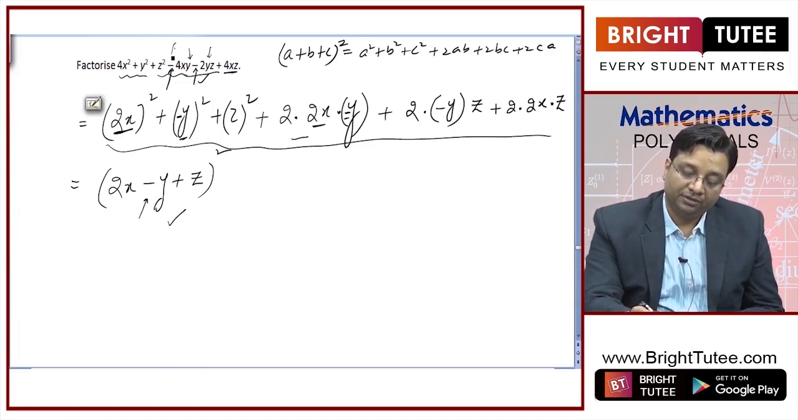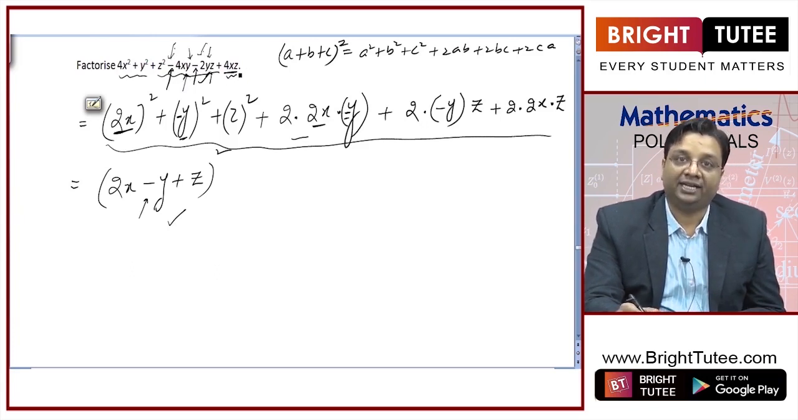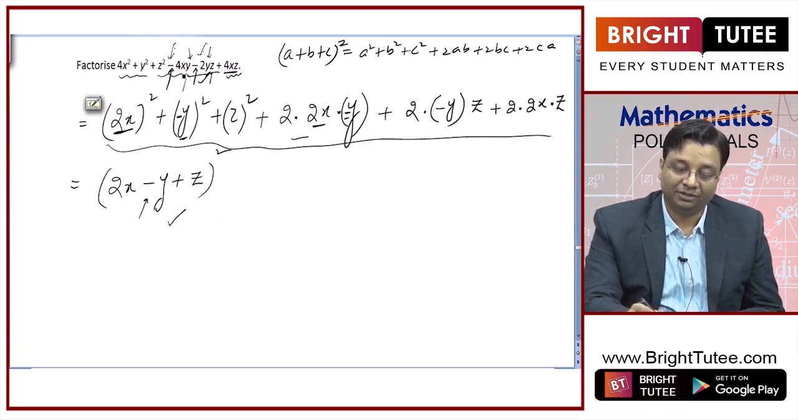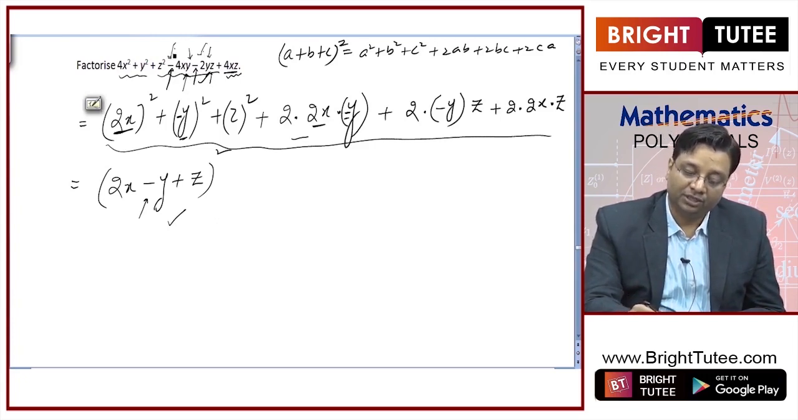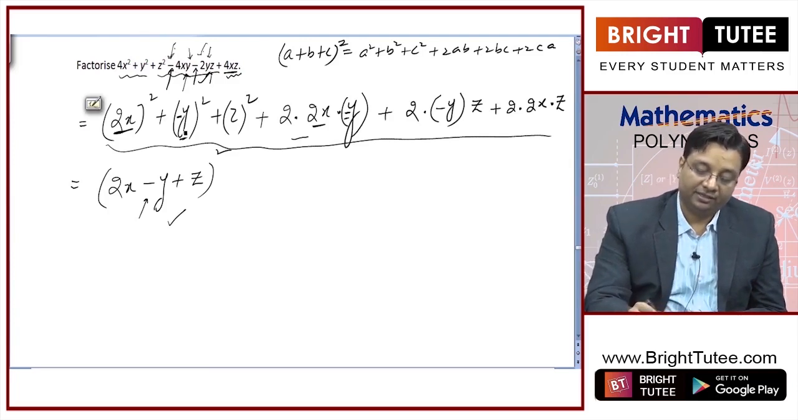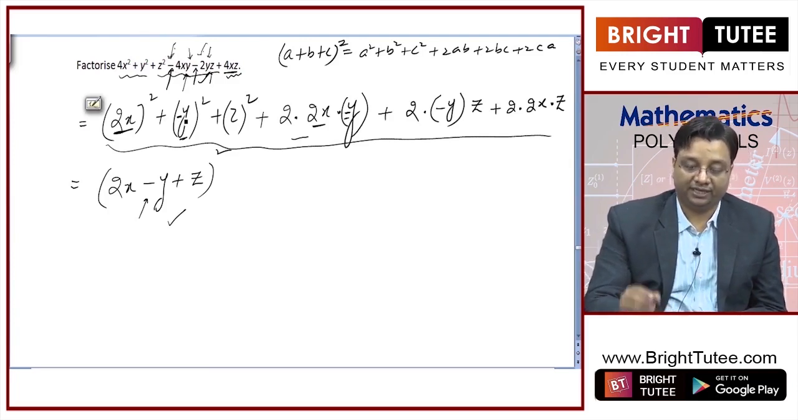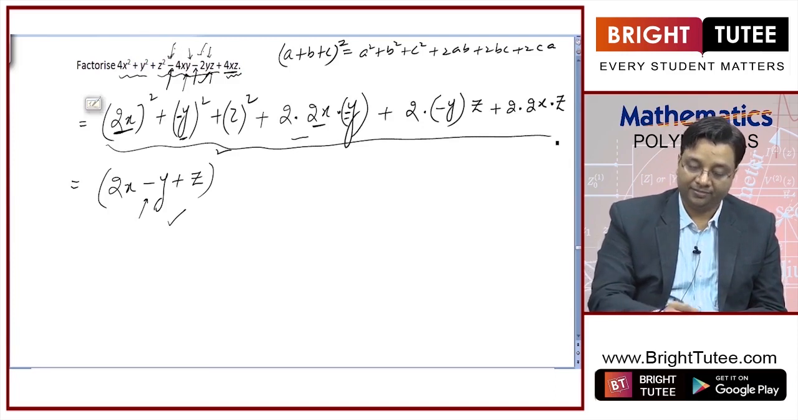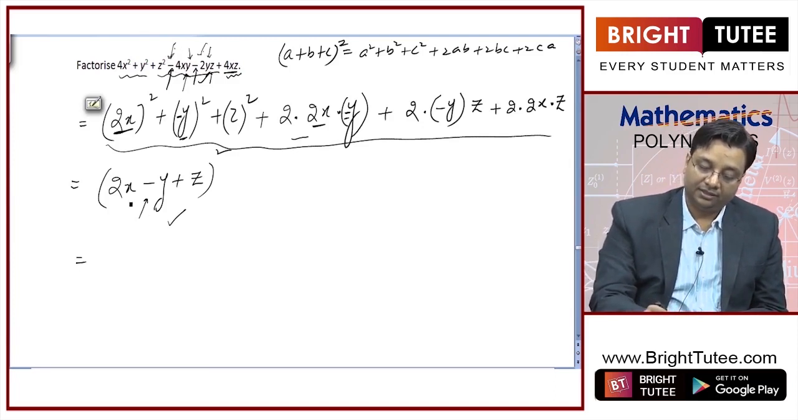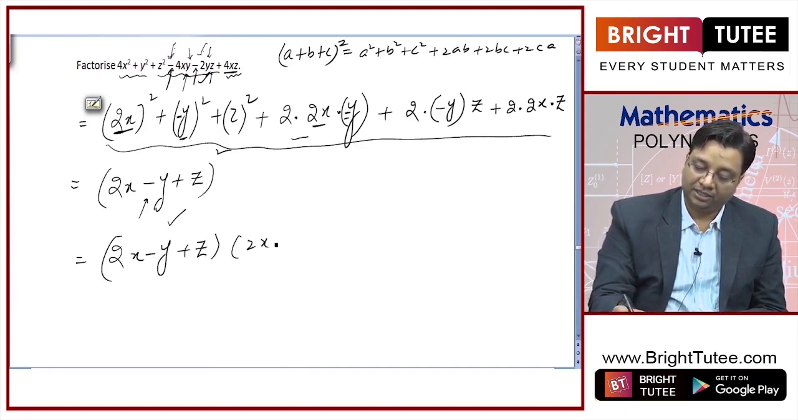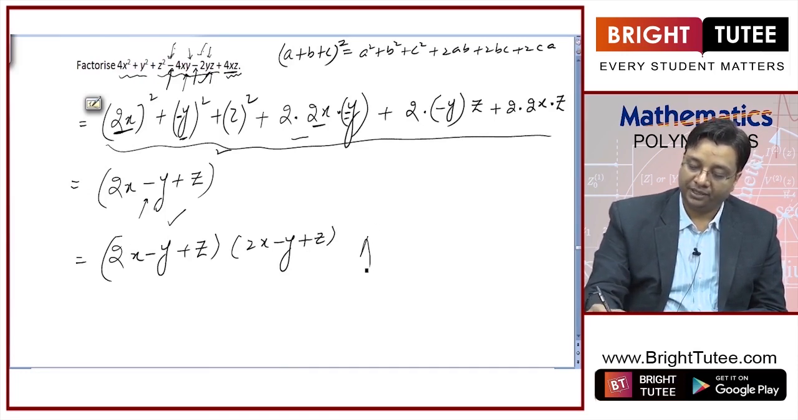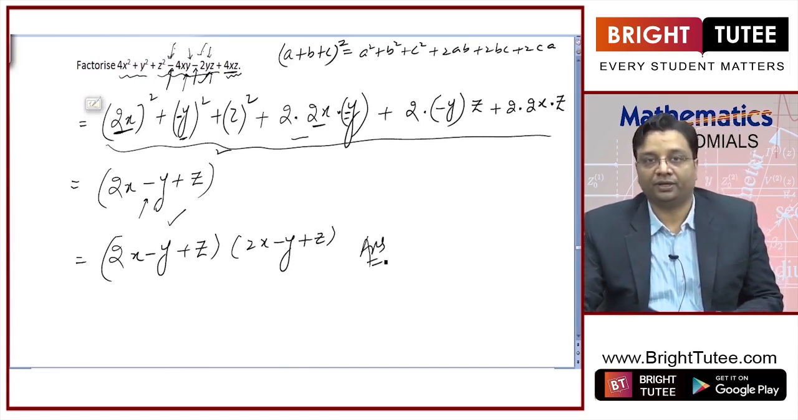Because there were two terms with negative sign and both of these terms had y in them, and the term which didn't have y is positive. So y was responsible for making these two terms negative. That is why I took it as minus y here and everywhere else. So this is the identity. I will factorize it, 2x minus y plus z, and then again 2x minus y plus z here. So this will be the factorized form.